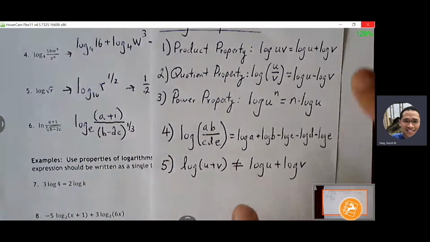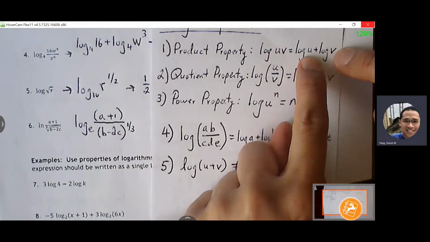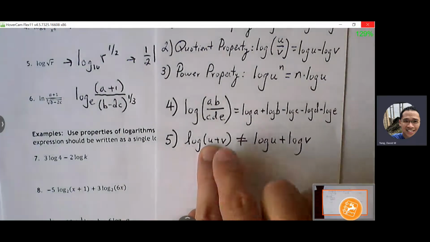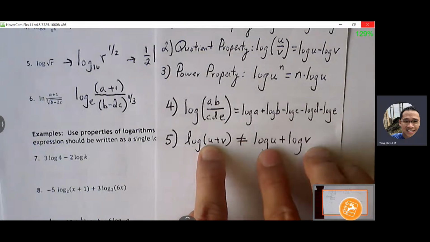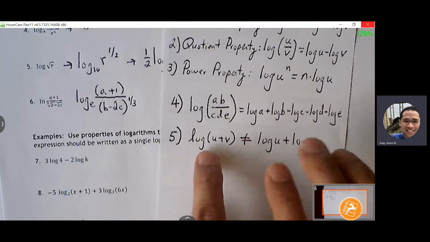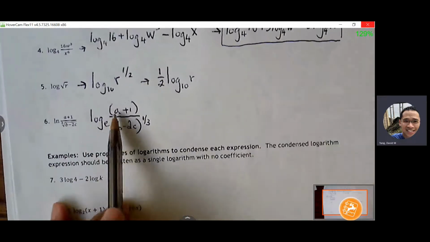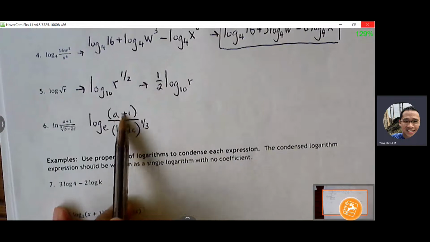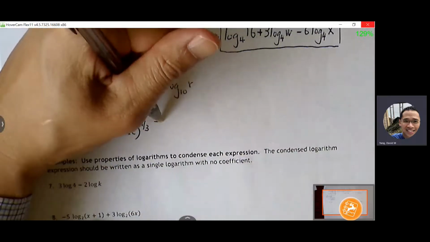Our property looks kind of similar, right? Log of uv can be expanded to log of u plus log of v, but log of u plus v is stuck in that form. We can't do anything with it. I know it's a natural tendency to want to do this, but this is not a property. I do want to point that out since it's such a common thing to do. So the numerator and denominator within their parentheses are kind of stuck. We can't do anything with them, but we can separate the top from the bottom here.